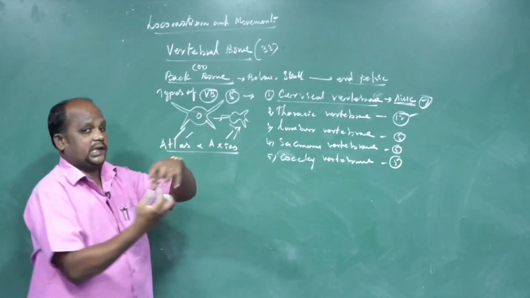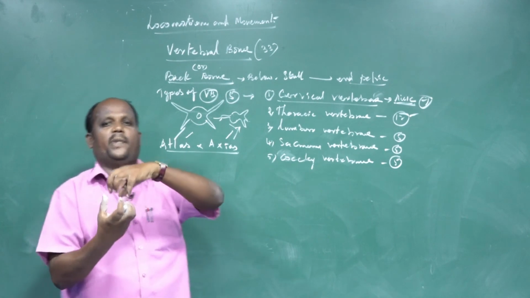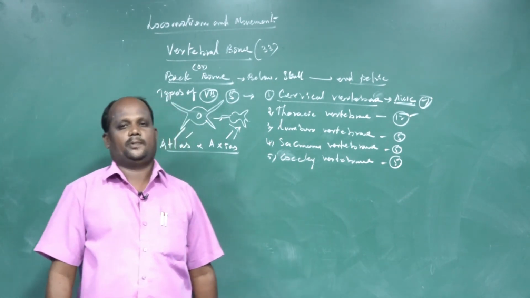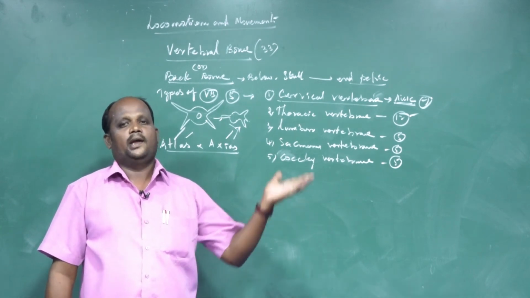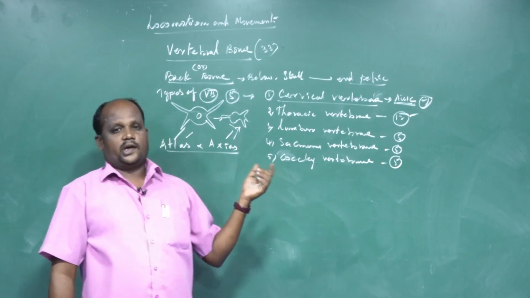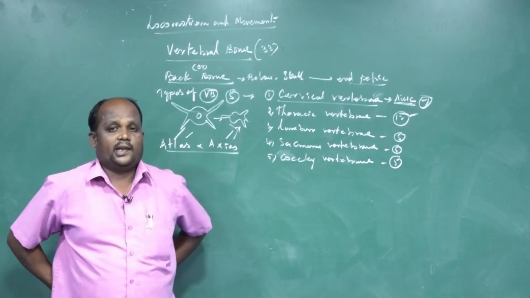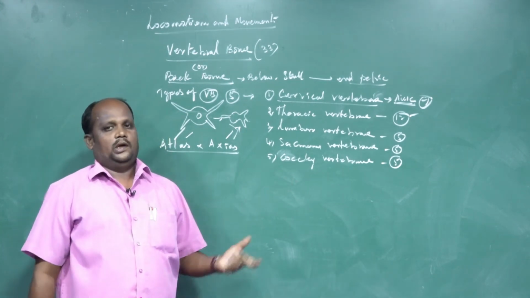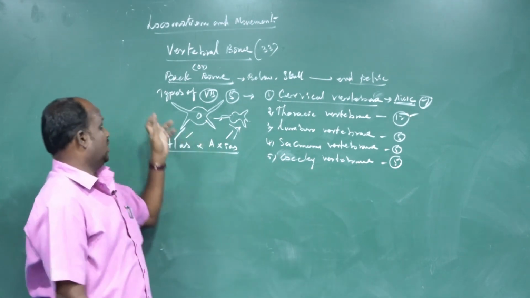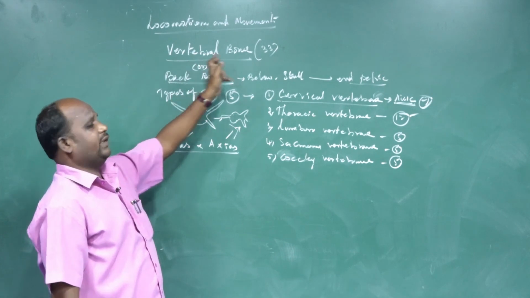Each bone is serially arranged in the backbone or vertebral bone. 33 bones are present. Each vertebra is designed to provide body strength, balance the body weight and support the body weight. See, that is the backbone or vertebral bones.